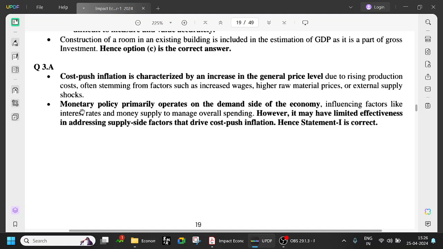However, it may have limited effectiveness in addressing supply side factors. So, whatever monetary policy the government comes up with, it operates only on the demand side, not on the supply side. That drives the cost push inflation. So, statement one is correct.